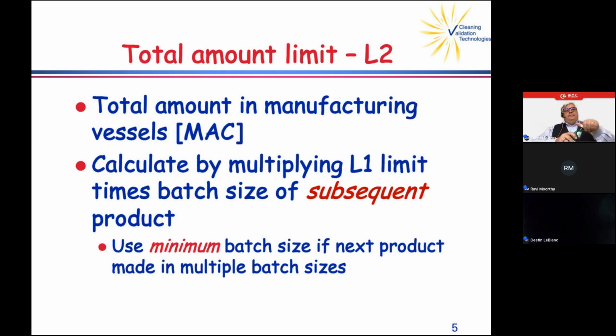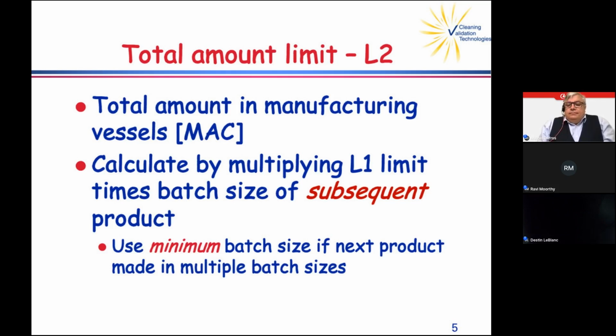L2 is the total amount in the manufacturing equipment, which is also the total amount in the next product that's made in that equipment. And that's calculated by multiplying the L1 limit times the batch size. Not the batch size of the manufactured product, it's the batch size of the subsequently manufactured product. In other words, not the batch size of the clean product, because the batch size of the next product may be smaller.